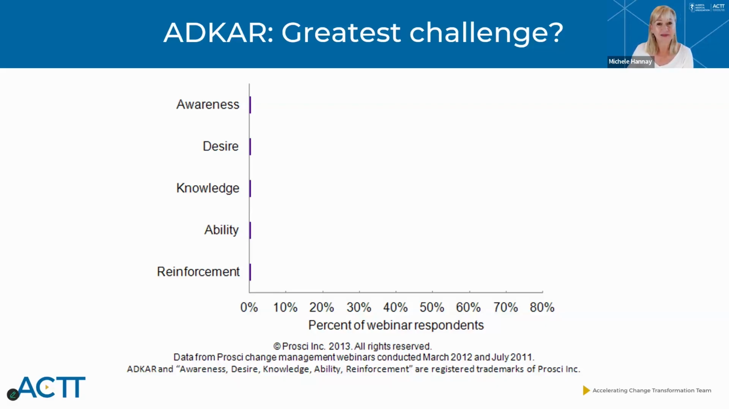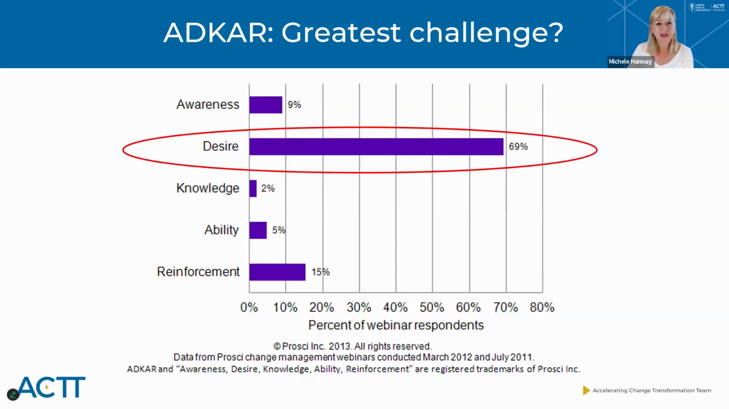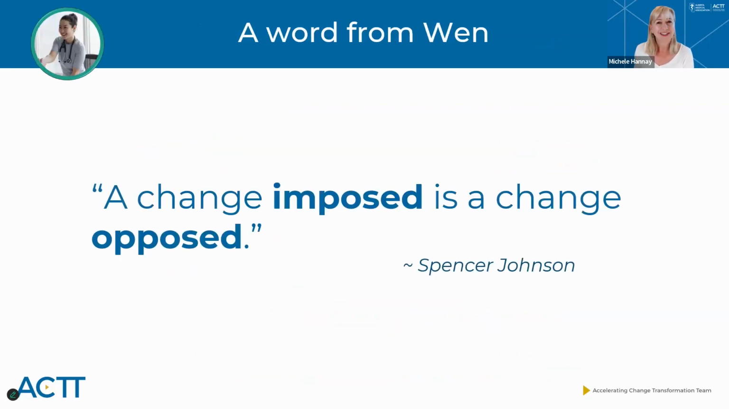So we have a mixed bag, but there was one that was far and away the winner, and it was desire. So it's interesting, these complex human brains that we have. Desire is less tangible, and the others are pretty concrete. So sometimes just getting people to want to expend that energy to make the change is the most challenging aspect of all. Which brings us to a word from Wen about resistance to change.